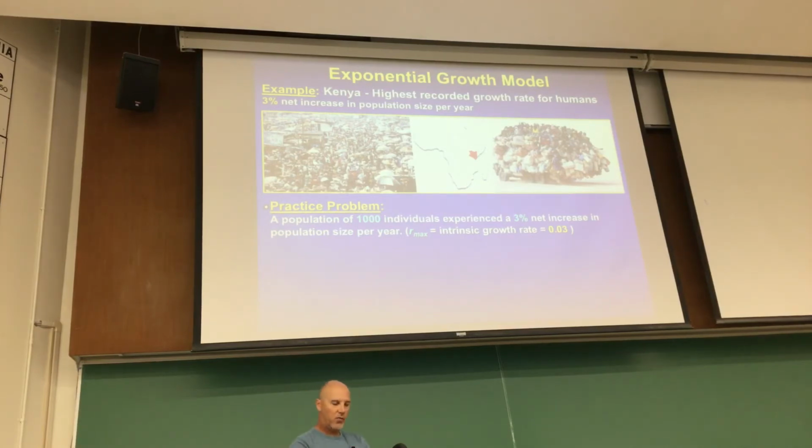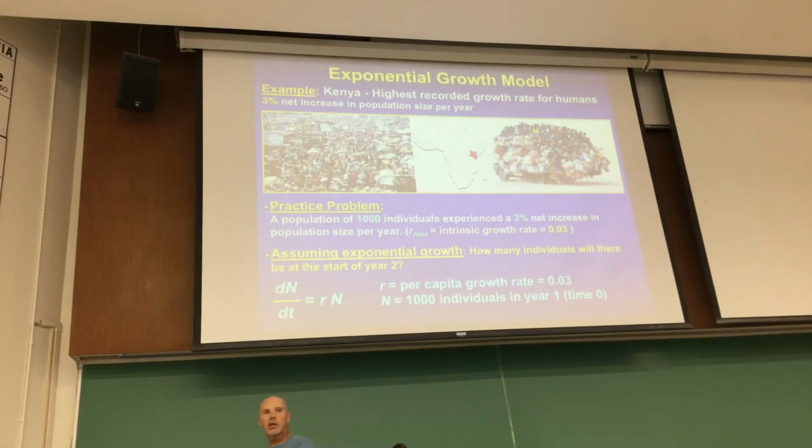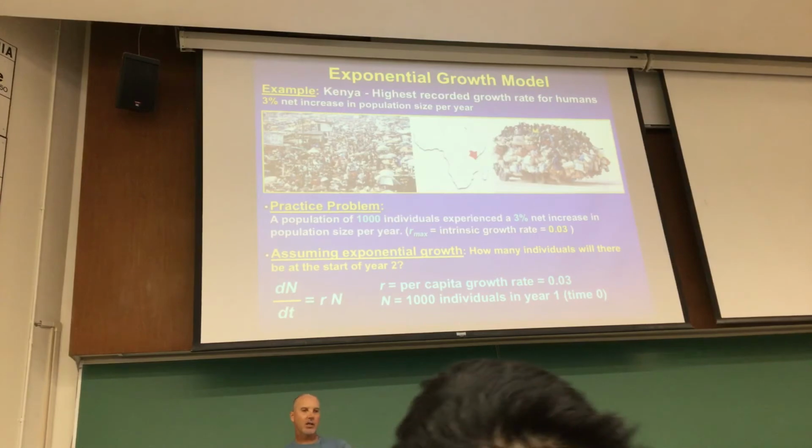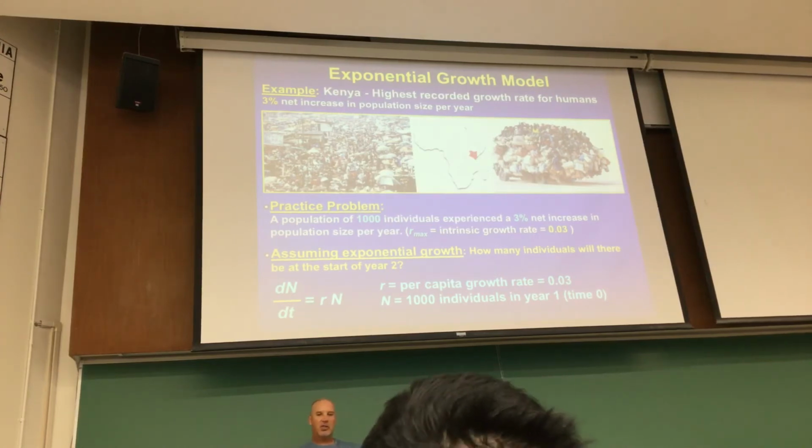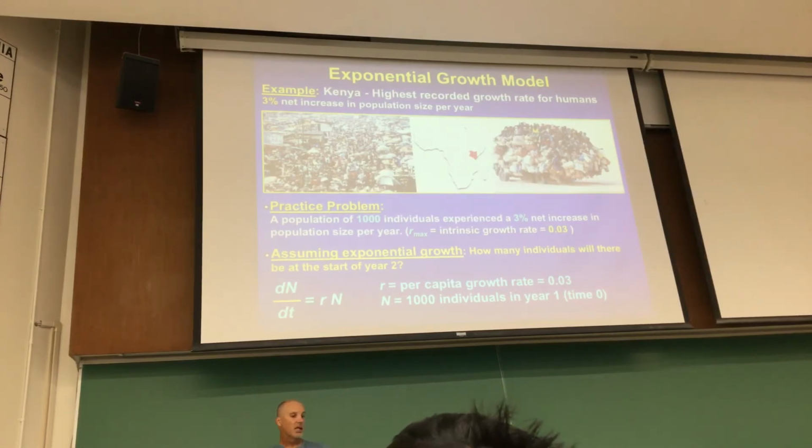So this is my question for you. Assuming exponential rates of growth, how many individuals will there be at the start of year 2 if you start off with an N naught originally of 1,000 individuals? So we have a model to test that. dN over dt is a function of RN. What does that mean again? The change of population size over the change in time is a function of the per capita rate of growth times the population size. R is easy, I just gave it to you, it's 0.03, and then the starting population is 1,000.